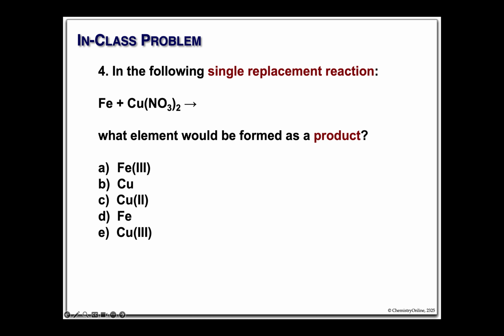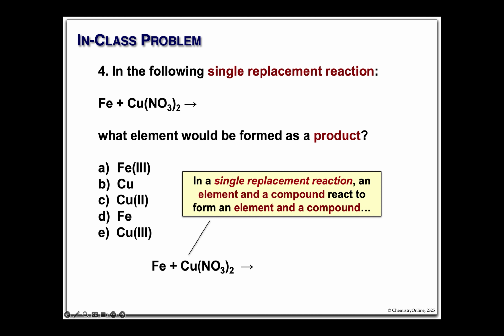Single replacement reaction. In a single replacement reaction, an element and a compound react to form an element and a compound. Which element? Well, iron is going to replace copper in the copper nitrate. Copper will be our new element. Quite simply, Cu. Any questions? Number 5.